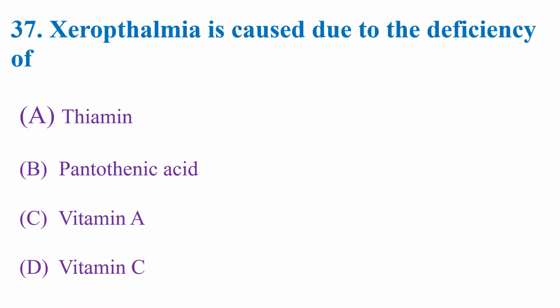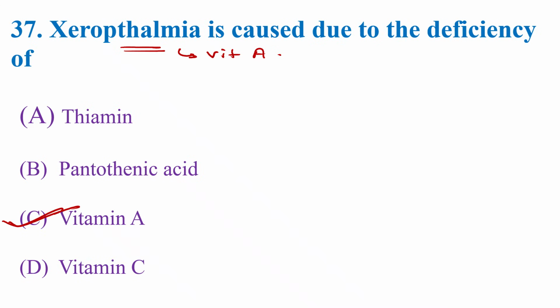Number 3, xerophthalmia is caused due to the deficiency of what? So xerophthalmia means dryness in the eyes, night blindness, corneal damage. So these all are related to vitamin A deficiency. So over here the correct option is option number C.